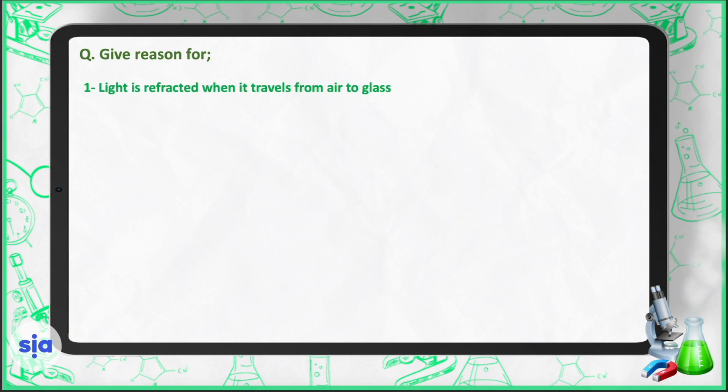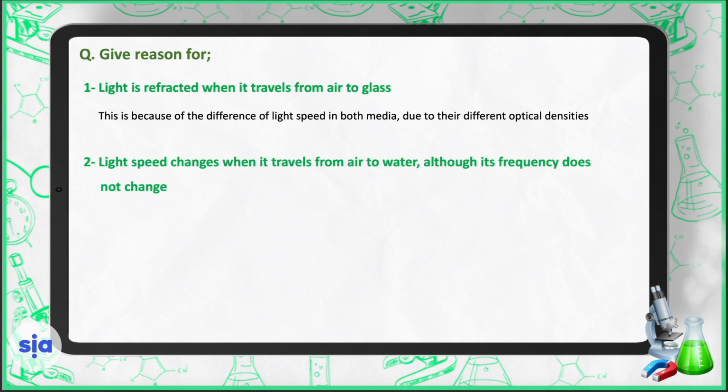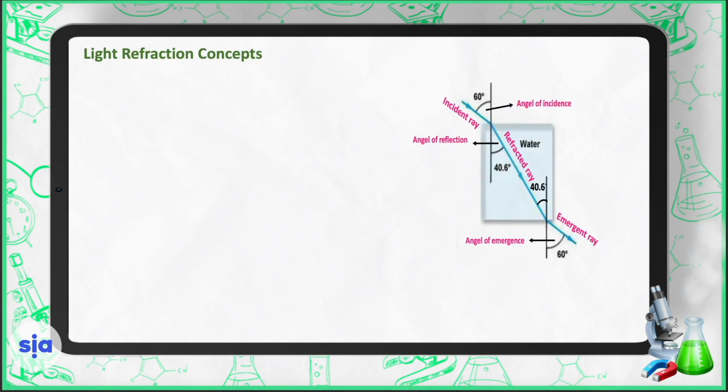Give reason for: light is refracted when it travels from air to glass. This is because of the difference of light speed in both media due to their different optical densities. Give reason for: light speed changes when it travels from air to water, although its frequency does not change. This is due to the change of the light wavelength. Light refraction concepts.